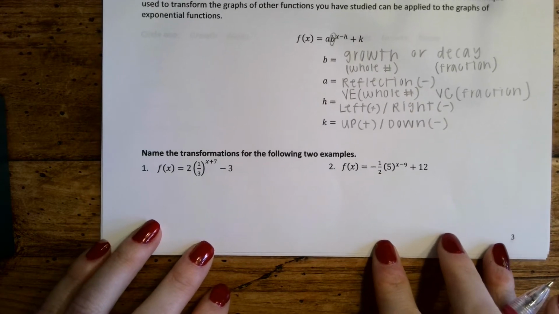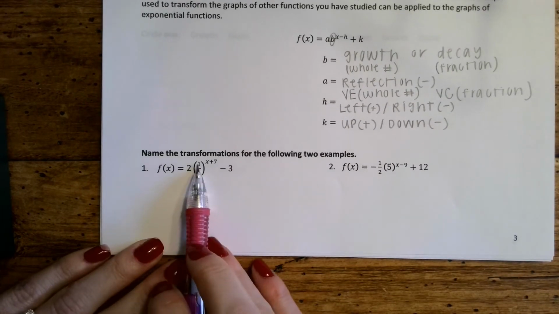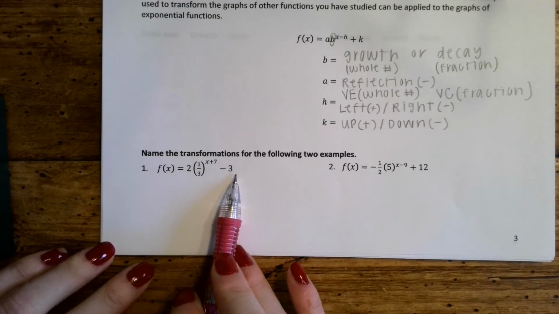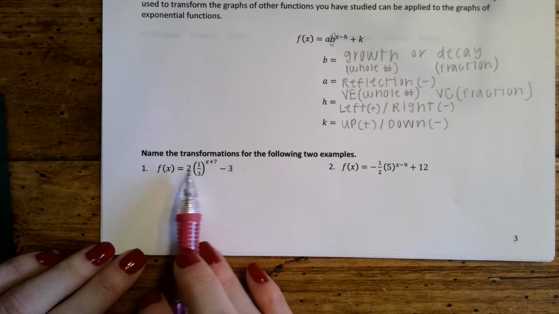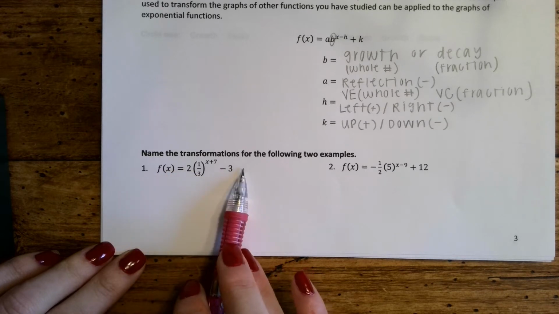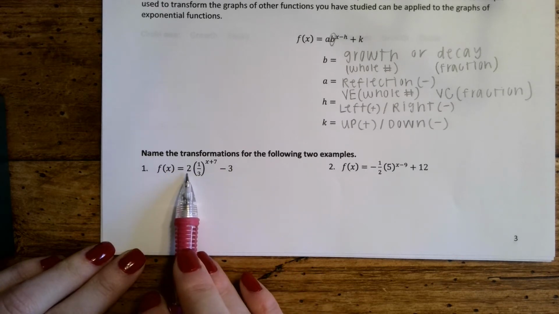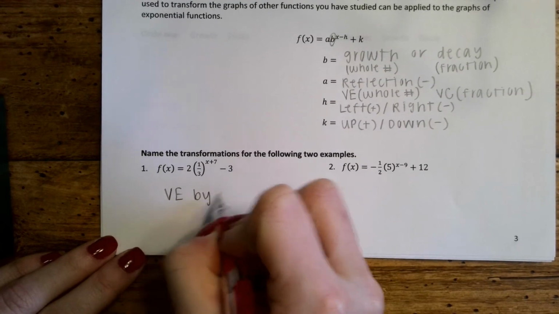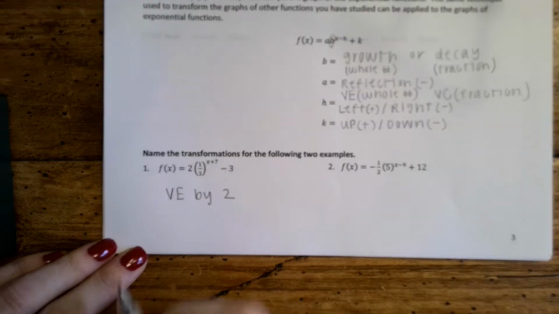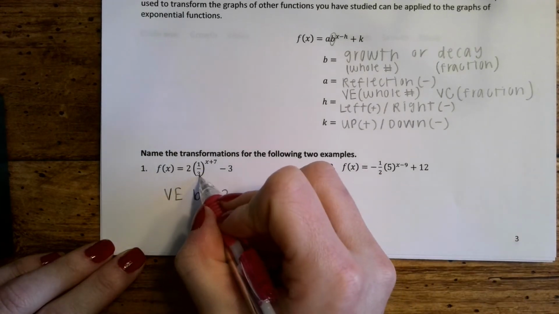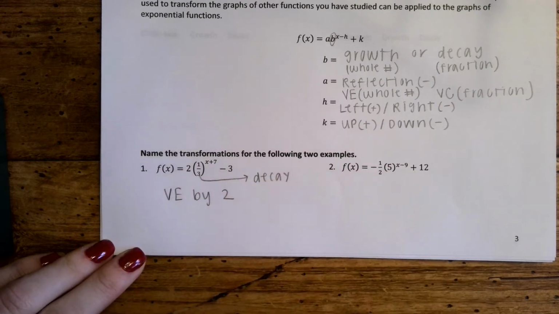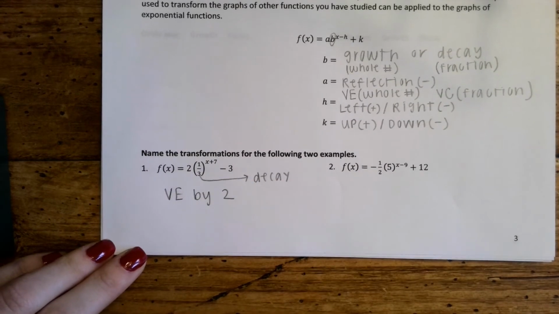Okay, let's go through example 1. It gives me 2 with a base of 1/3, exponent is x plus 7, and I have a minus 3. I like to just go in order from left to right, talking about each of these numbers. So the first thing I see is a 2 out front. That 2 tells me there is a vertical expansion by 2. This 1/3 doesn't really tell me a whole lot transformation-wise, but it does tell me that it's decaying. Again, I know that it's a decay function because that 1/3 is a fraction.